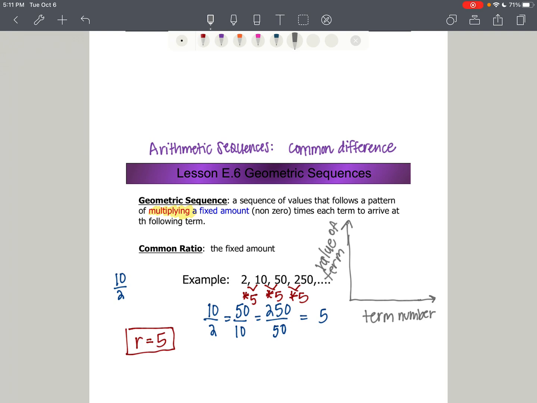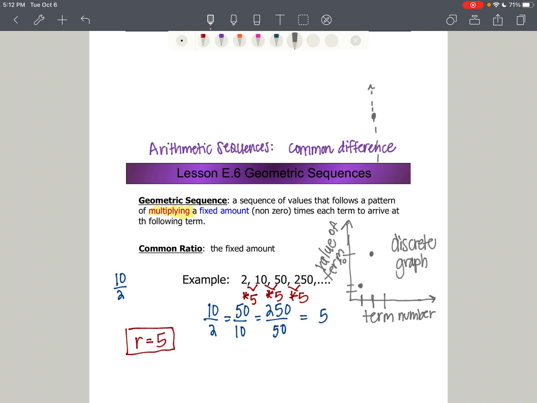So the first term is a 2, right? The second term is a 10. We'll say that's there. The third term is a 50, which is way up here, right? So this right here is a discrete graph.